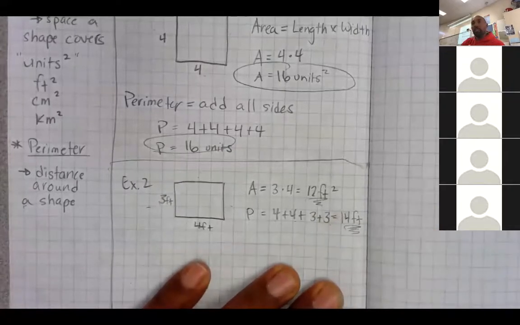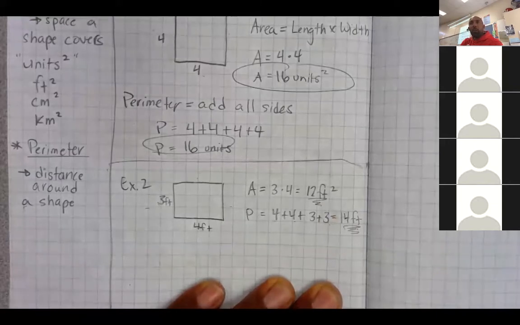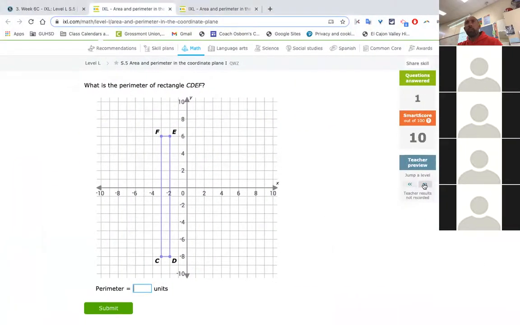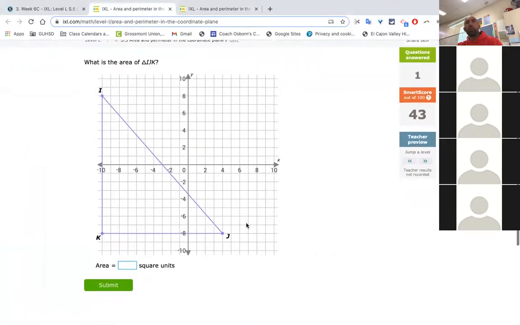Okay, so in most cases, you're going to end up with something different. So that's a basic shape, a basic rectangle where it's pretty easy. You just match up the size. Now I'm going to jump ahead here in IXL and look at some other problems you might see. So it might give you a shape like this, a triangle, and it's going to ask for the area.